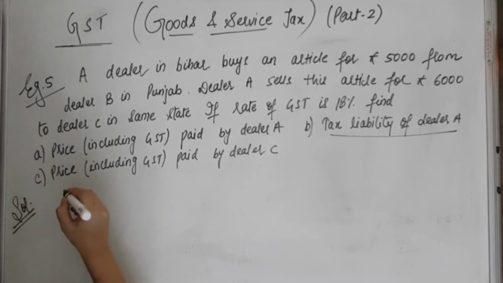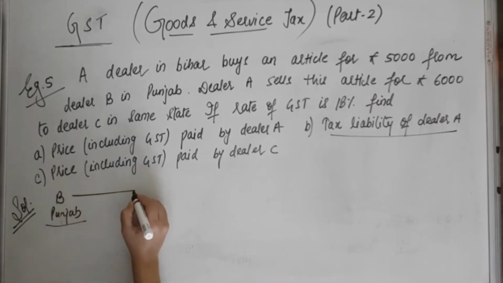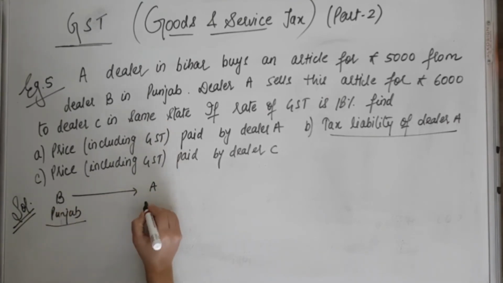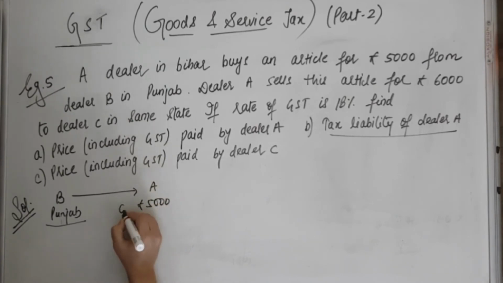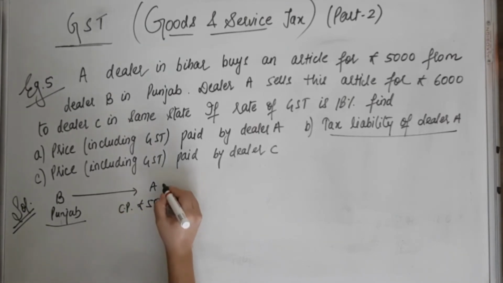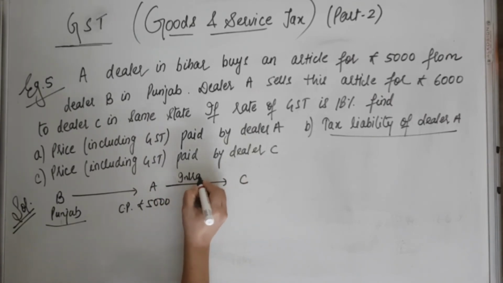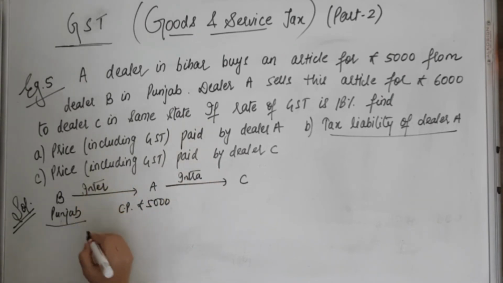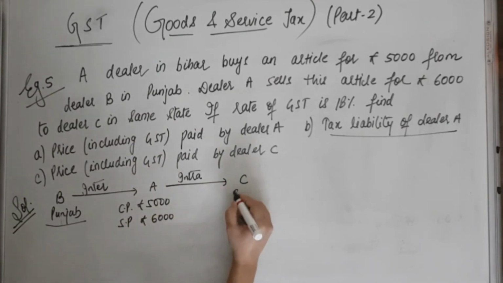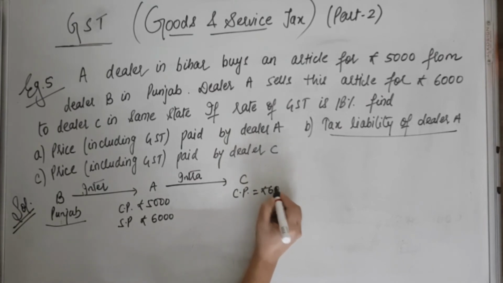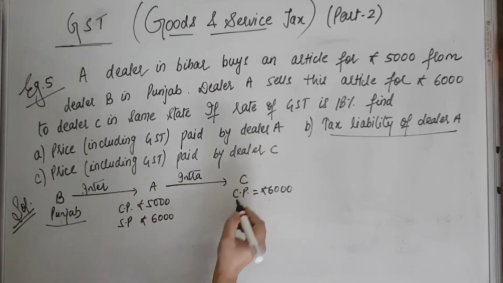Now see, here is B. B is in Punjab. Now this is a case of interstate. A buys an article from B. That means B is selling. So A bought for rupees 5000, so this is the cost price. Now A is selling to C, which is in the same state. So this is the case of intrastate and this is the case of interstate. So A is selling to C at selling price 6000. C's cost price is 6000, because C is purchasing.